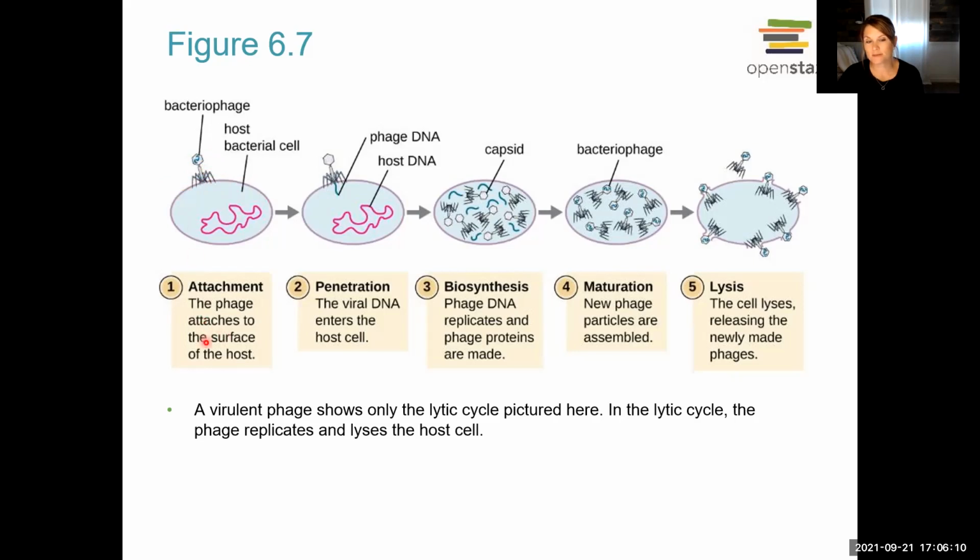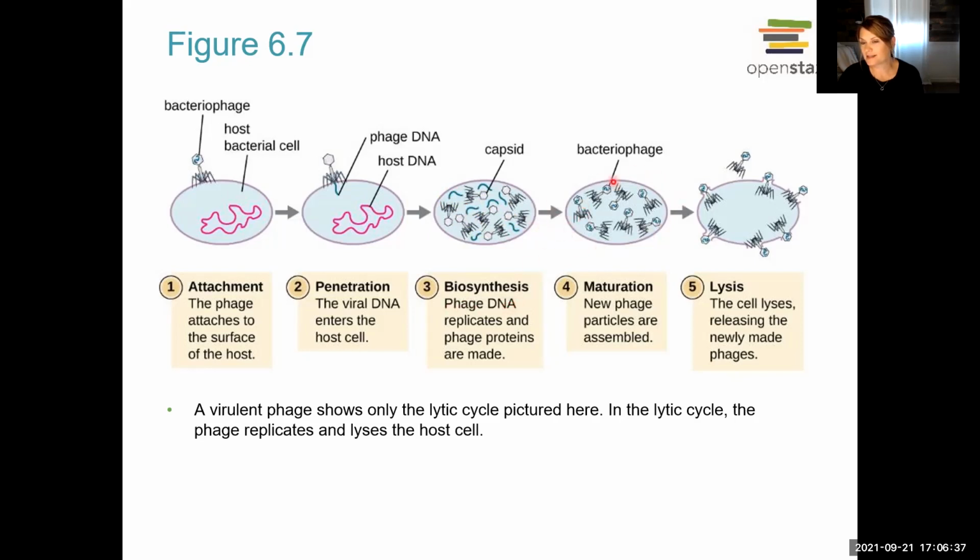Okay, so that's attachment. And then once that happens, the phage will kind of sit down onto the cell wall and inject its DNA into the host. That's penetration. Once it's in there, it's going to start transcribing and translating to make new viral proteins. It's going to start replicating with DNA polymerase to make more viral genome, right? More viral DNA, all this green stuff. And then eventually, that's called biosynthesis.